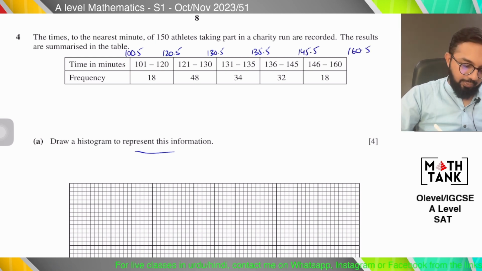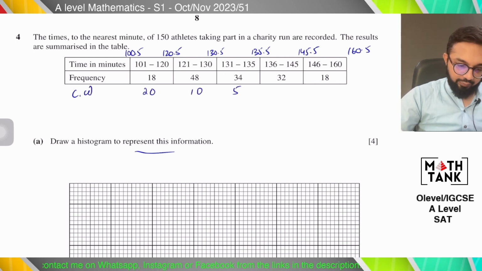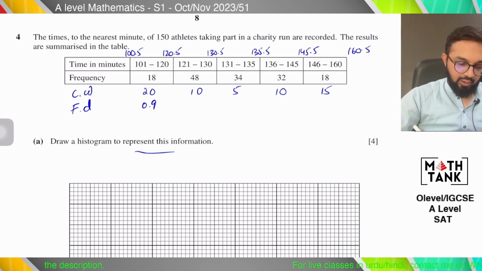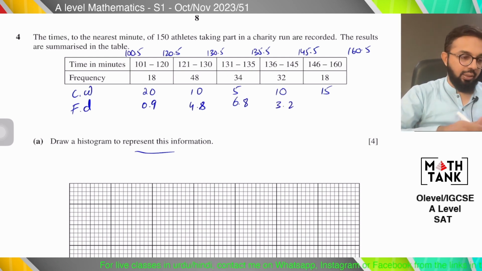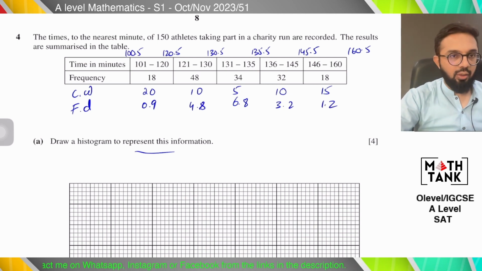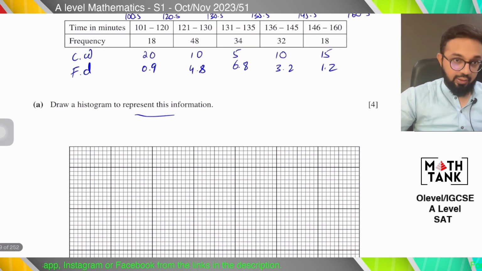The class widths are going to be 20, 10, 5, 10, and 15. Frequency density will be frequency divided by class width. So 18 divided by 20 gives me 0.9, then 4.8, 6.8, 3.2, and 18 divided by 15 is 1.2. I hope my frequency densities are correct.